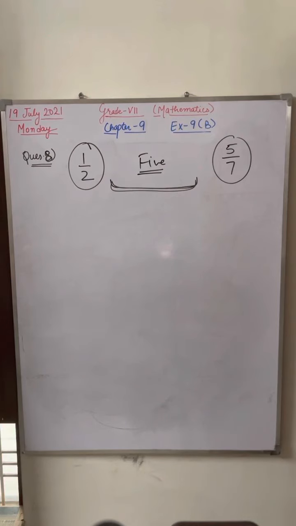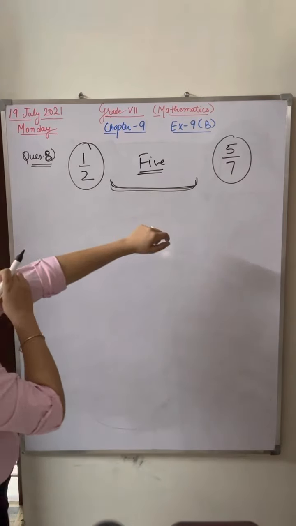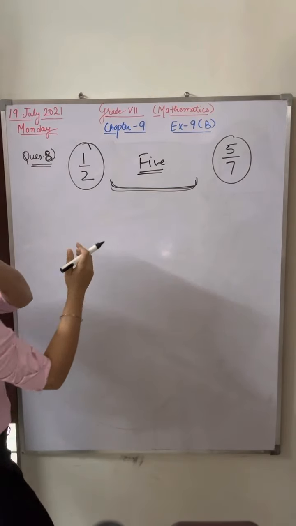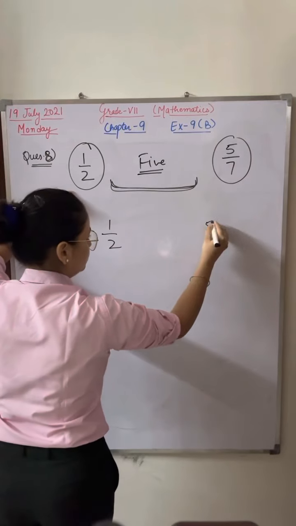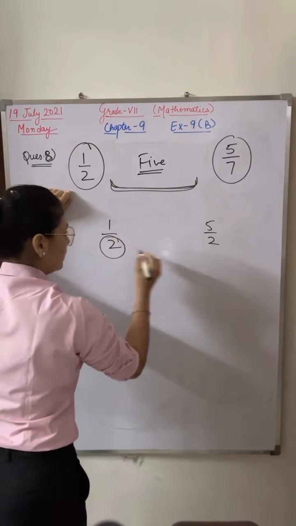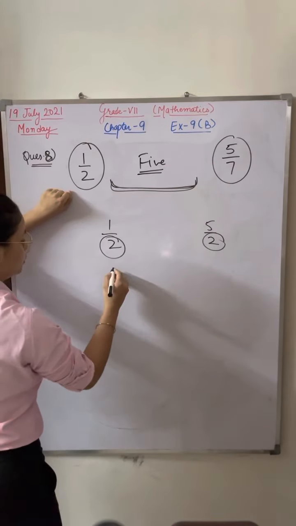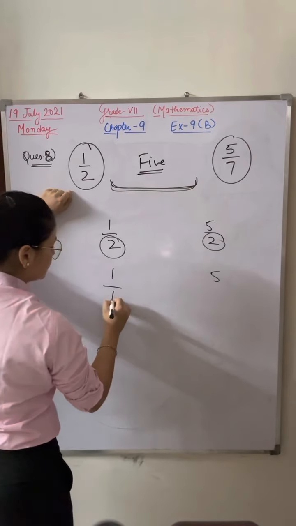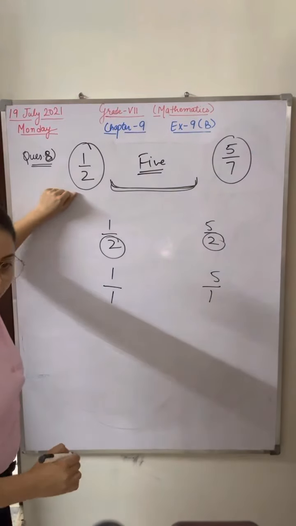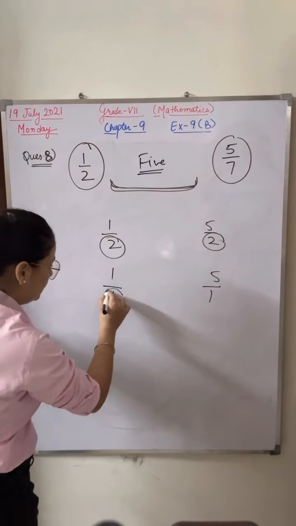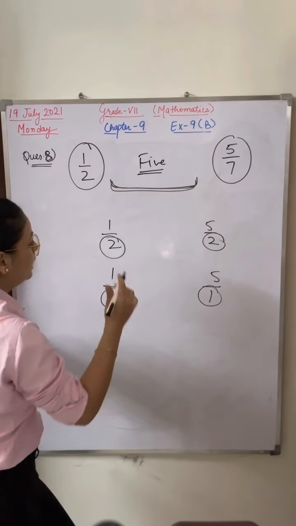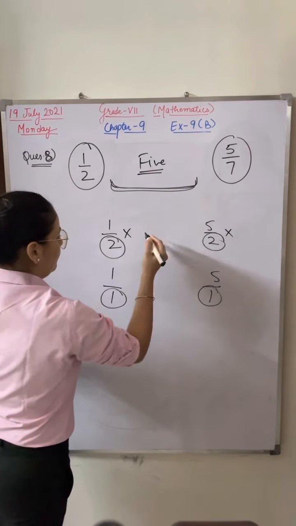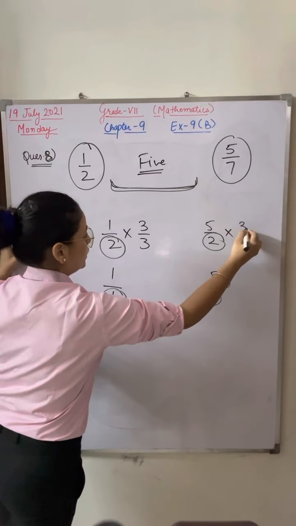Now how can you do it? Look here. Whenever such a question is there, if the denominators are the same, suppose it is 1 by 2, it is 5 by 2. If the denominators are not there, suppose 1 and 5, then you can place a denominator, that will be the same, 1 and 1. If it is the same, then the concept is that you have to multiply with the same number. Suppose 3 by 3 and 3 by 3 here.